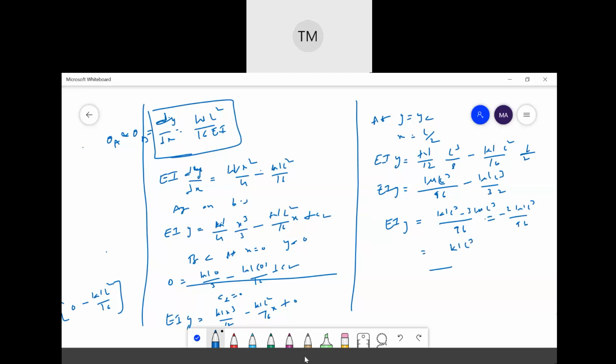WL cube by 48 minus WL cube by 48. EI y is equal to minus WL cube by 48. Y is equal to minus WL cube by 48 EI. This is the deflection at point C. Is it clear? This way you have to calculate the deflection for a simply supported beam with a midpoint loading.